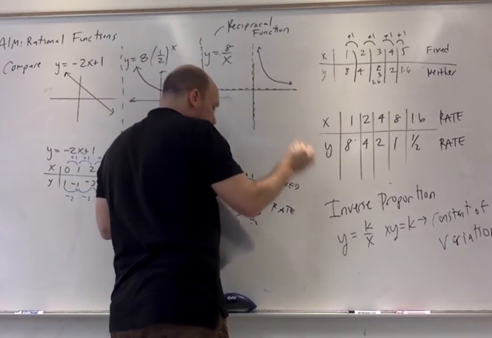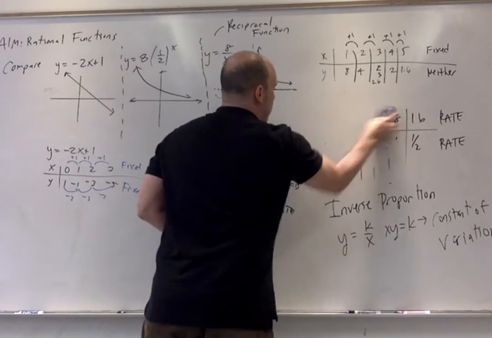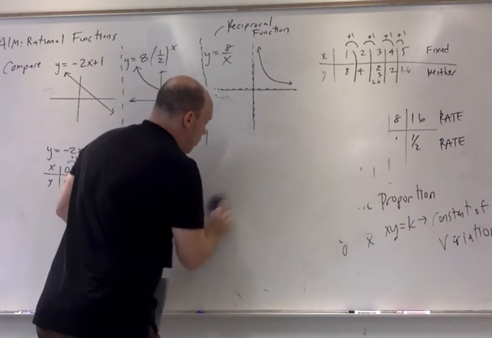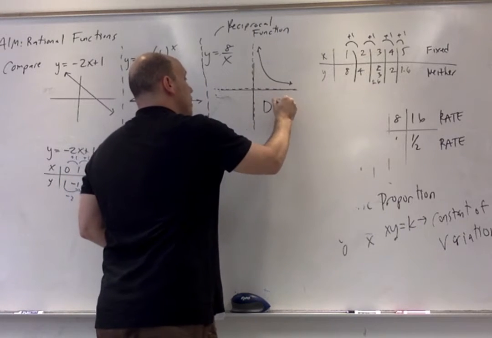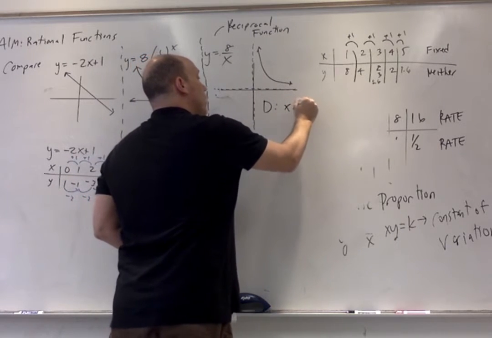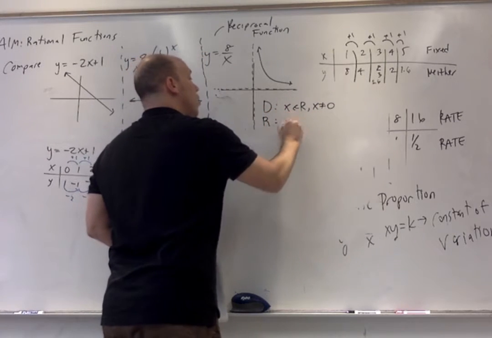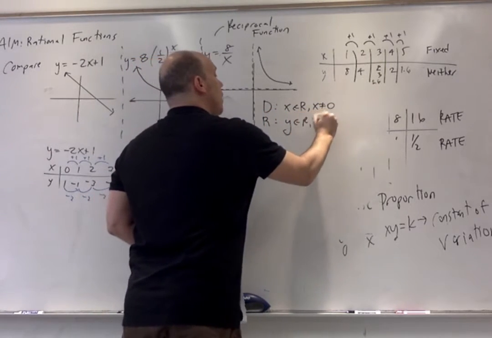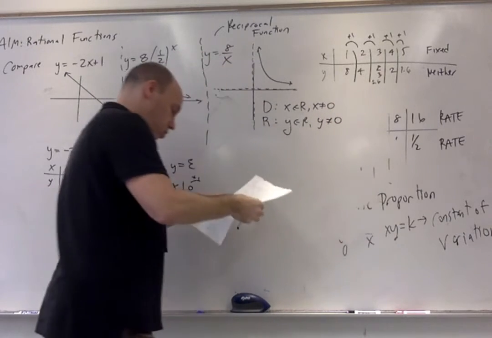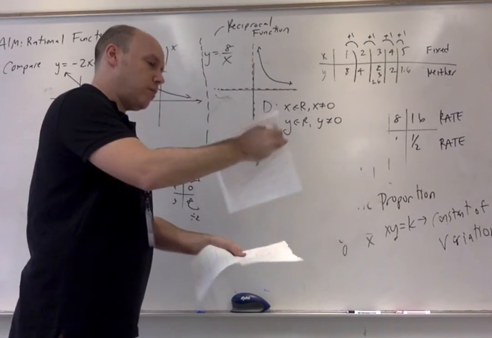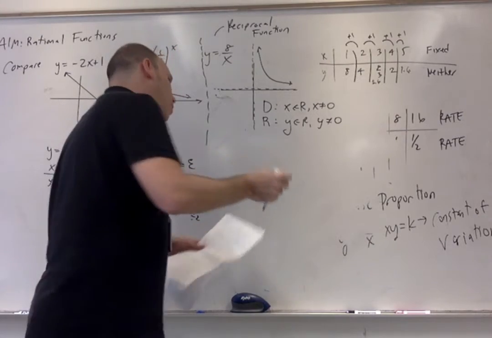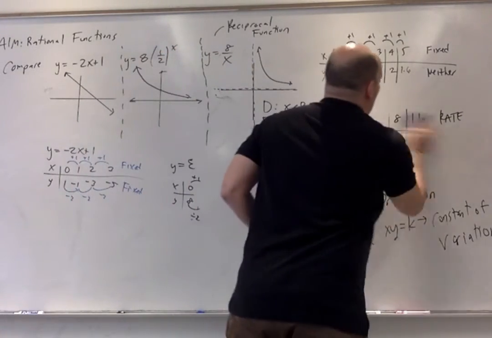Notation-wise, let me erase all this, sorry. Notation-wise, we would say the domain is x is all reals, and x can't be 0, and the range is y is all reals, and y can't be 0. Now, that's 1, that's 2. Now let's go to where we're going.